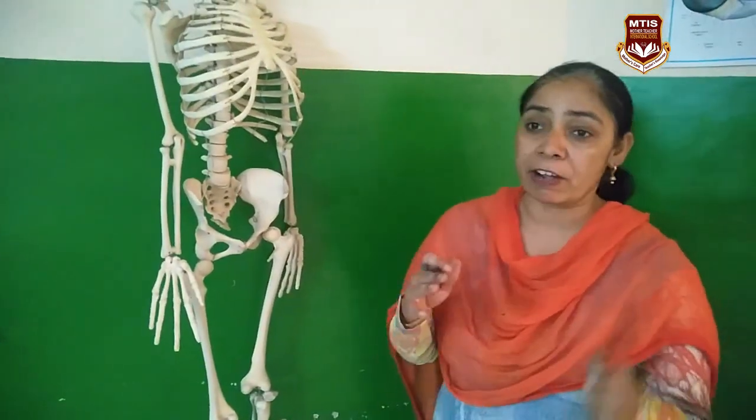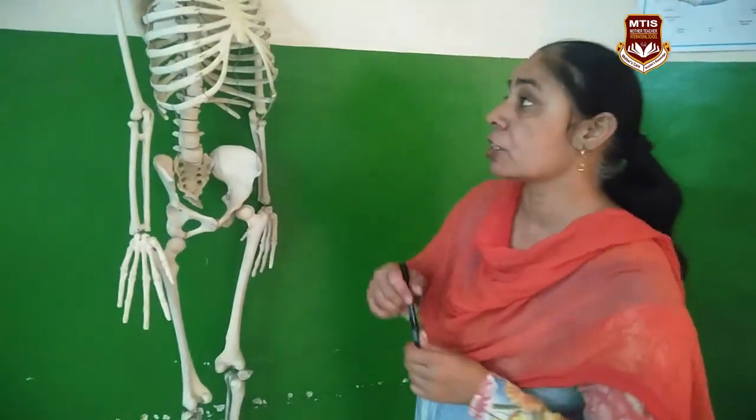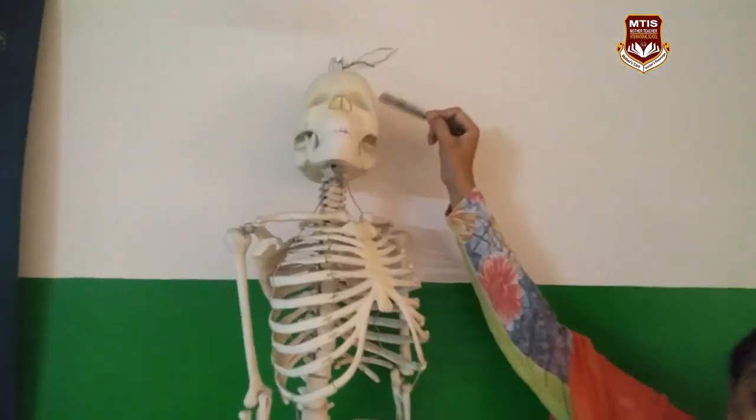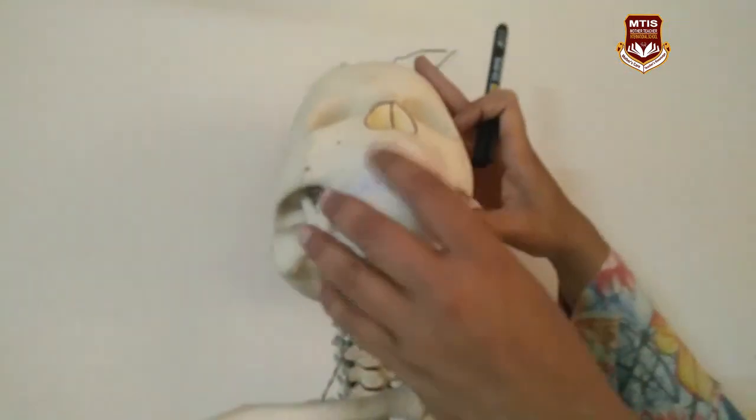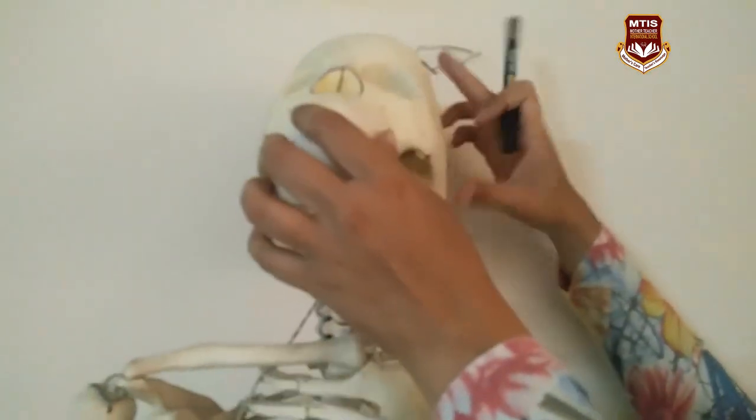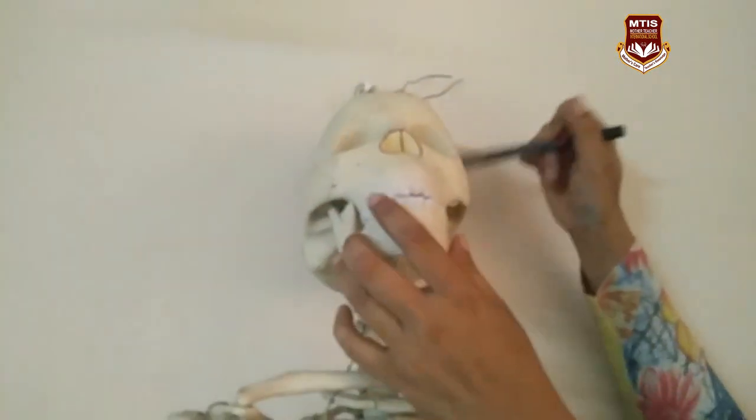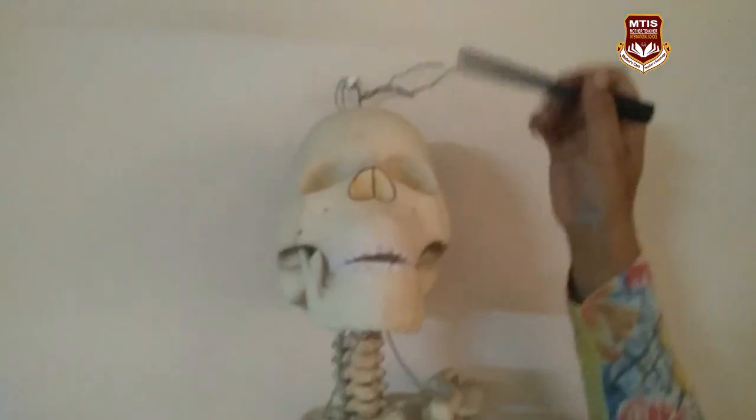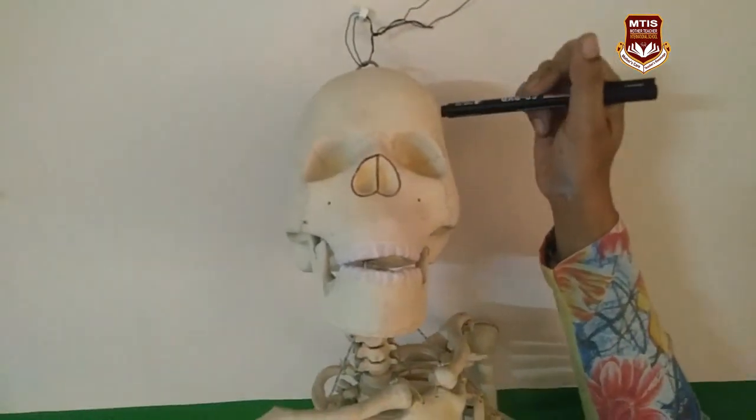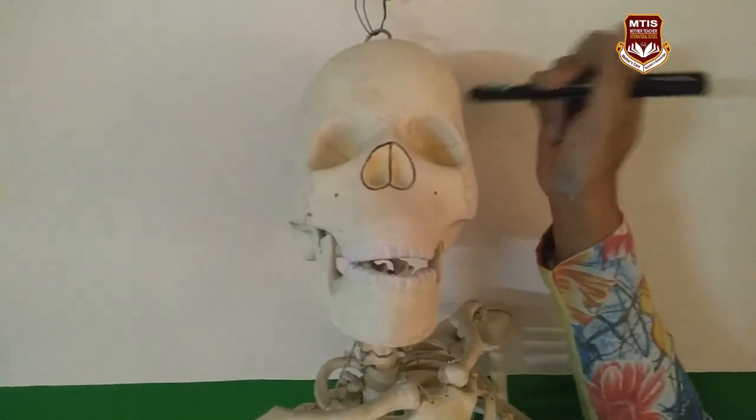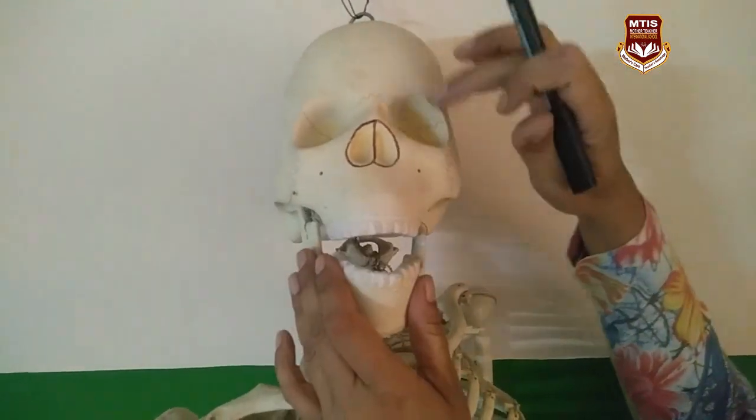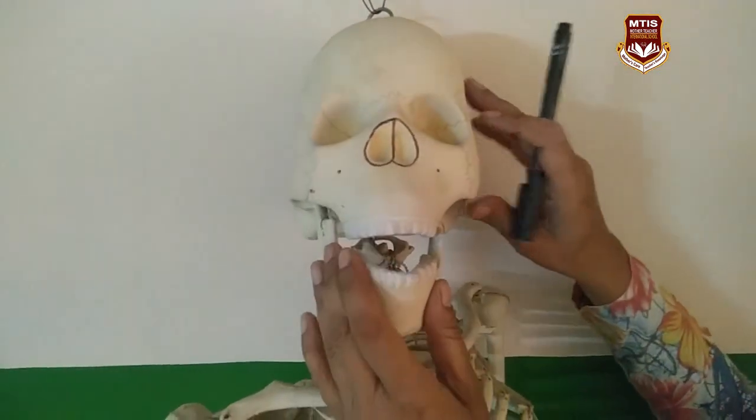So first of all, when we are studying our skeletal system, it basically consists of a skull. The skull is the uppermost part, right? In the skull there are 22 bones. The skull protects our very delicate part, the brain. The brain is protected in the skull, and it has eyeballs in the skull.